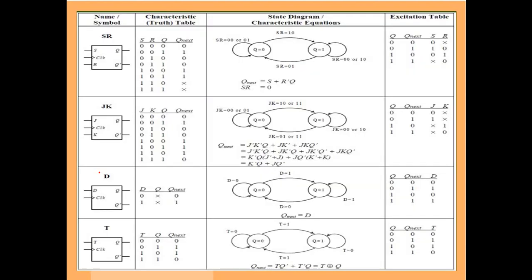I have made one summary for you to understand the symbol of each flip-flop, the characteristic or truth table, and the state diagram with characteristic equation and excitation table that we studied today. This is the main table. If you remember this, you can easily study the whole of this chapter.